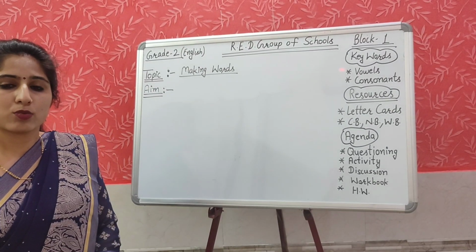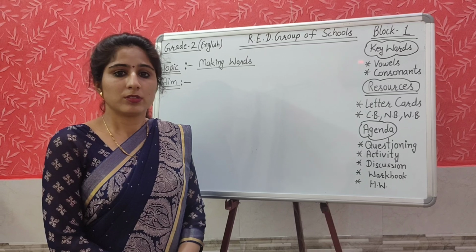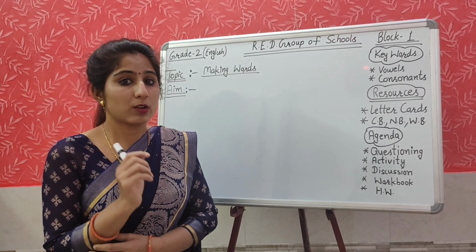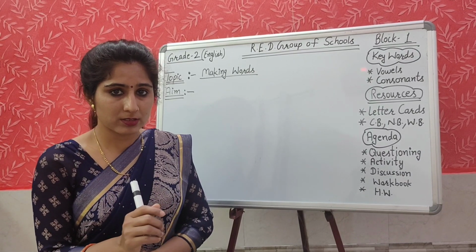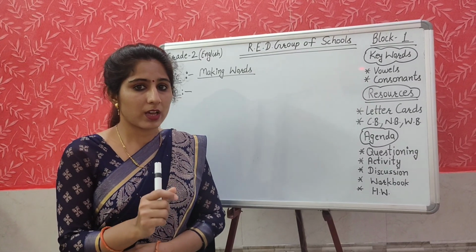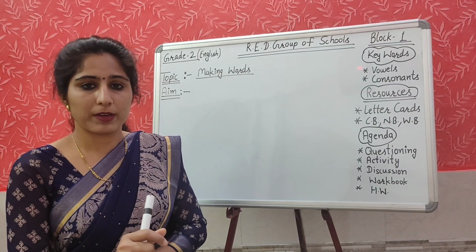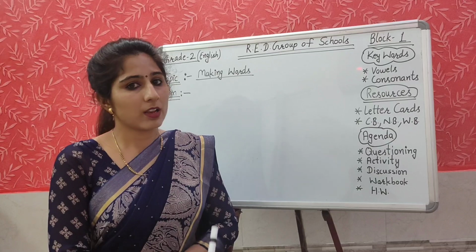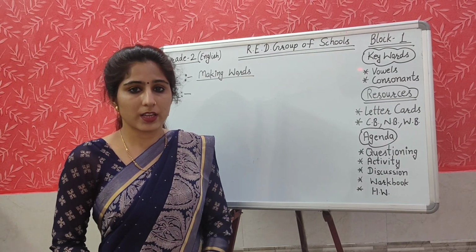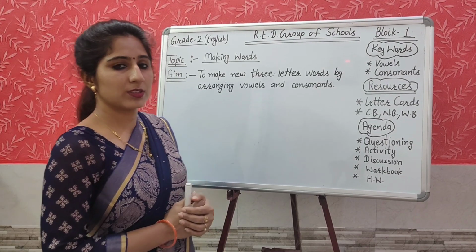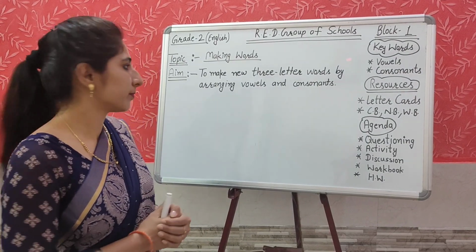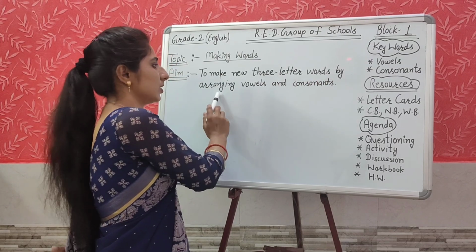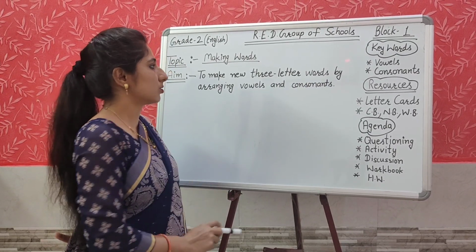Do you know, students, what is the meaning of words? A group of letters is called a word, and all are aware of the letters. In English there are 26 alphabets. Alphabets are the group of 26 letters. So what is our aim today? To make three letter words by arranging vowels and consonants.